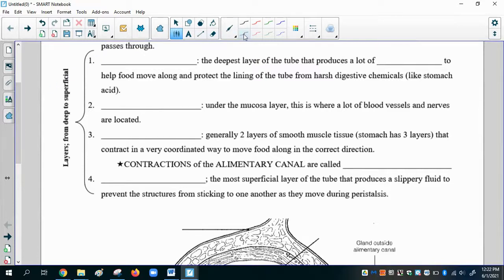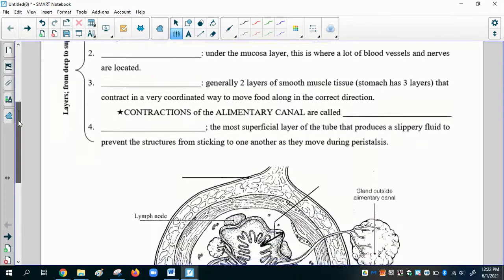The innermost layer, the layer of the tube that's right up against your food, that your food passes through and is in contact with, is called the mucosa. Mucosa. And that word sounds a lot like the word mucus, doesn't it? That's because this layer of the tube produces a lot of mucus, slimy water, in order to help the food move along, we do not want it getting stuck, and to protect the lining of the tube from any harsh chemicals that your digestive system makes.